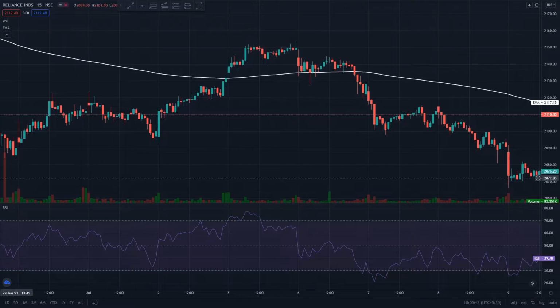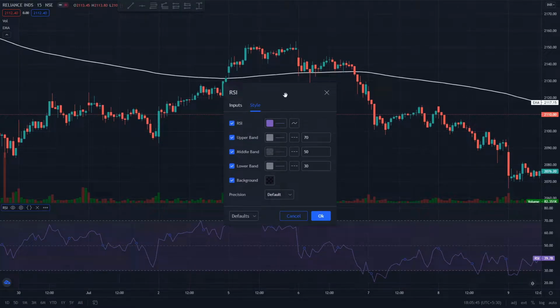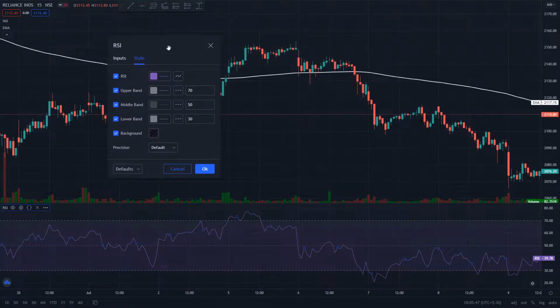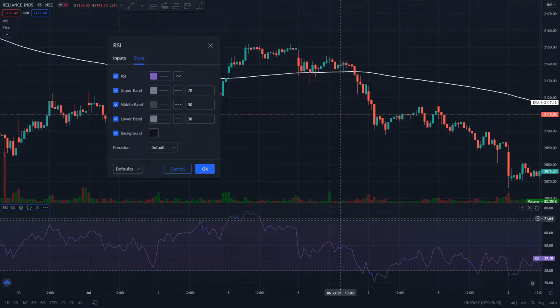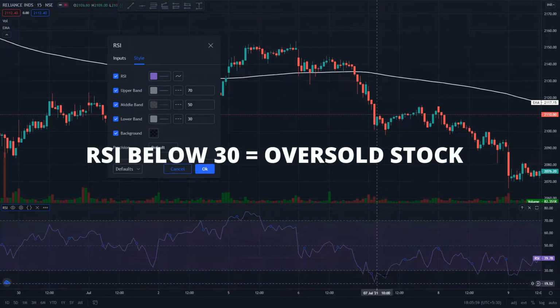So let's go to the indicator. Well, this is what an RSI indicator looks like. It consists of one line graph and two different levels, generally the 70 and 30 levels. When RSI is above the 70 level, the stock is considered overbought. Similarly, when RSI is below the 30 level, the stock is considered oversold.